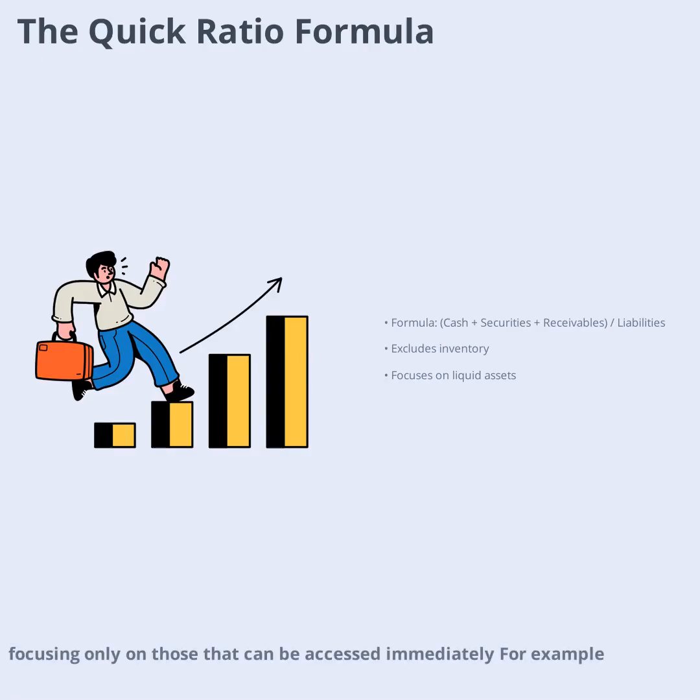For example, if a company has $50,000 in cash, $20,000 in marketable securities, $30,000 in accounts receivable, and $60,000 in current liabilities, the quick ratio would be 50,000 plus 20,000 plus 30,000 divided by 60,000, which equals 1.67. This means the company has $1.67 in liquid assets for every $1 of current liability.